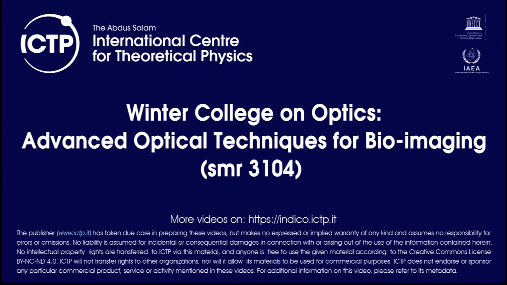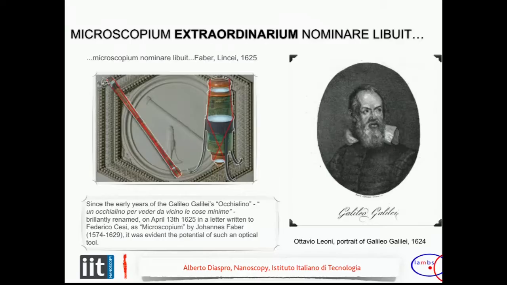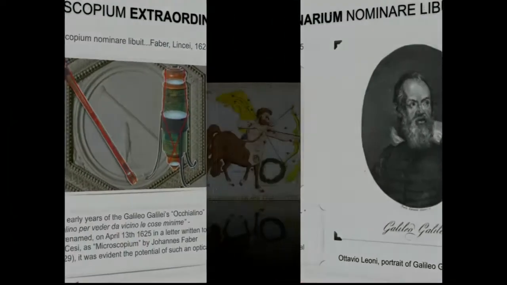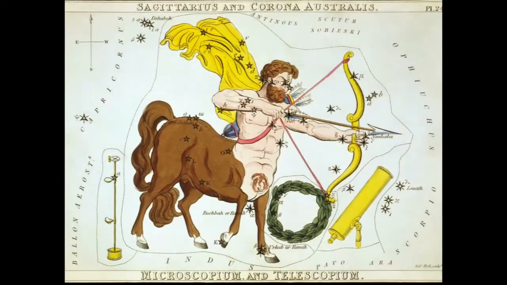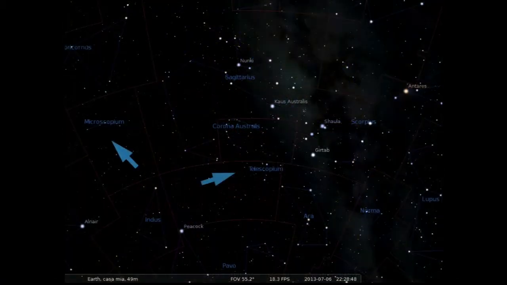I think that due to all the things that we can do today with a microscope, we can change this sentence in this microscopium extraordinarium nominare libet. And since the microscope is sort of a star, if you watch the sky, you can see these two constellations related to Galilei, that are microscopium and telescopium. I don't know if you have ever seen them.